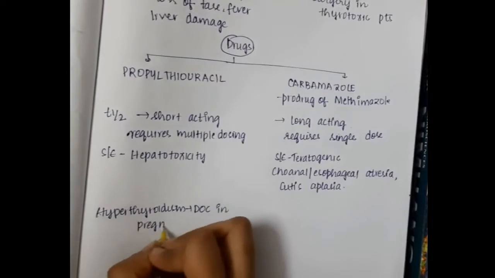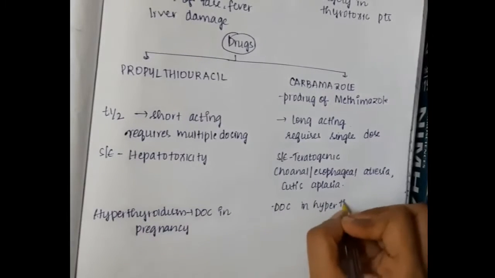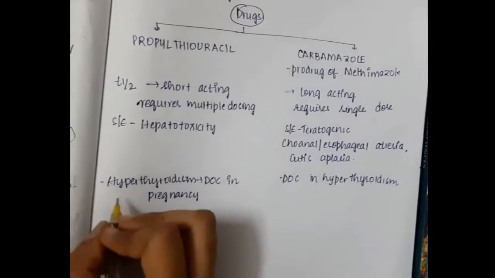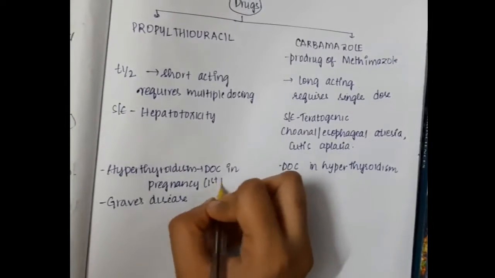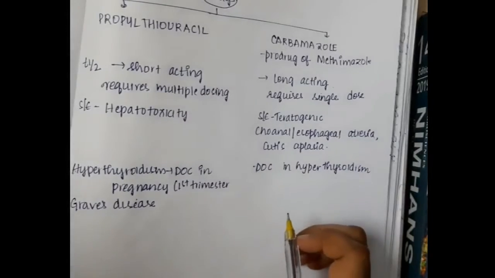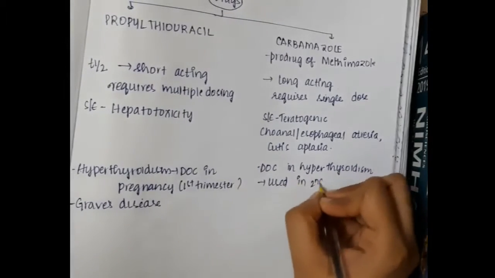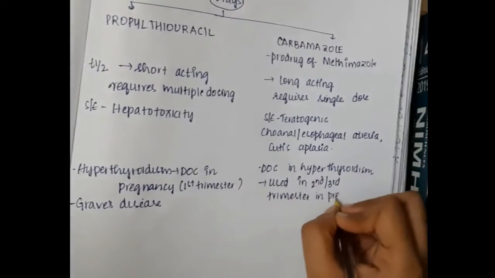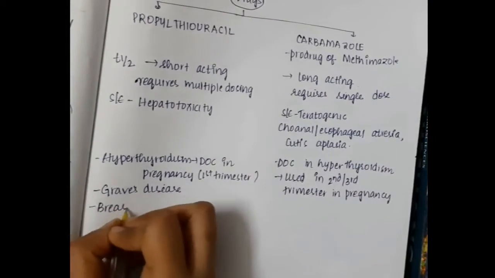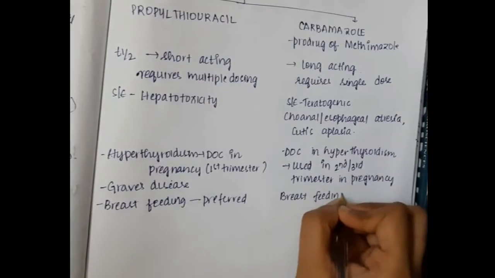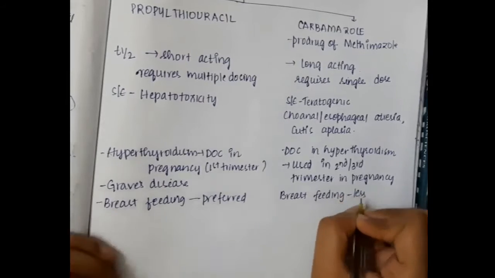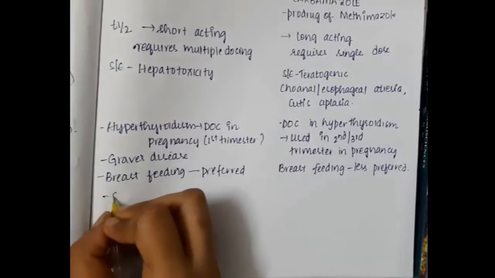The drug of choice in pregnancy is propylthiouracil, whereas the drug of choice in hyperthyroidism is carbimazole. Propylthiouracil is mainly used in the first trimester of pregnancy, whereas carbimazole is used in the second and third trimester of pregnancy. Propylthiouracil can be used for Graves' disease and breastfeeding. In the breastfeeding state, propylthiouracil is preferred, whereas carbimazole is less preferred.